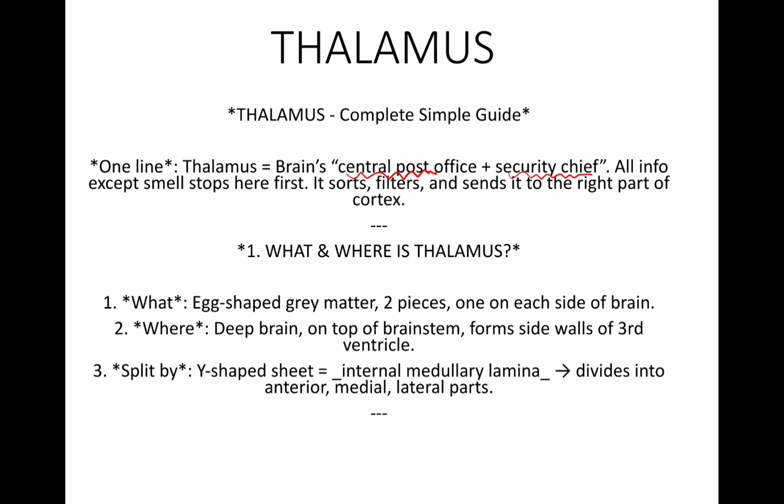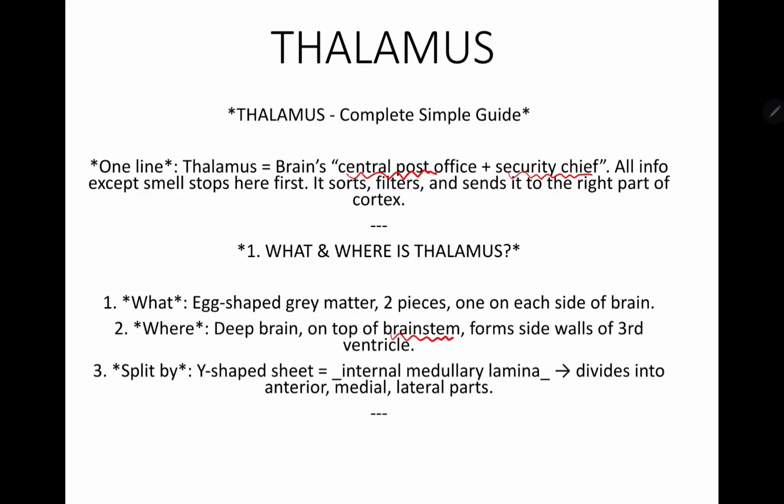What and where is the thalamus? So what is thalamus? It is an egg-shaped grey matter containing two pieces, one on each side of the brain. So where is it situated? Situated in the deep brain on top of the brain stem. It forms the side walls of the third ventricle.